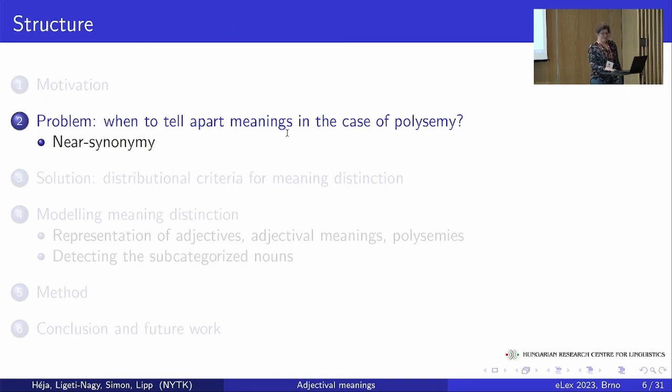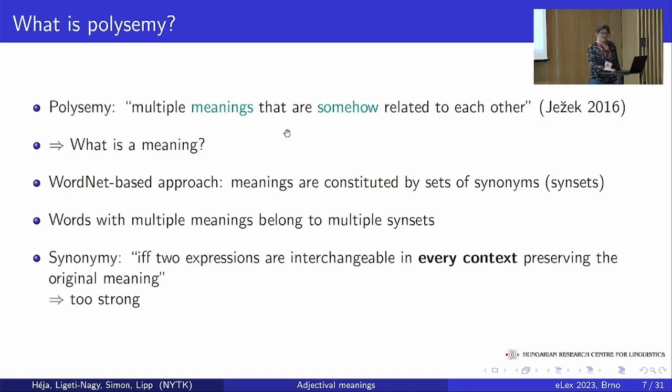So now the problem: when to tell apart meanings in the case of polysemy. So what is polysemy? According to, for example, Elizabeth Tejezsek 2016, polysemy is when there are multiple meanings that are somehow related to each other. It's not a very firm definition, I think everybody sees. So at first, let's see what is a meaning. In our approach, we confined ourselves to a word-based approach. That is, we suppose that meanings are constituted by sets of synonyms, so-called synsets in the WordNet. And words with multiple meanings belong to multiple synsets.